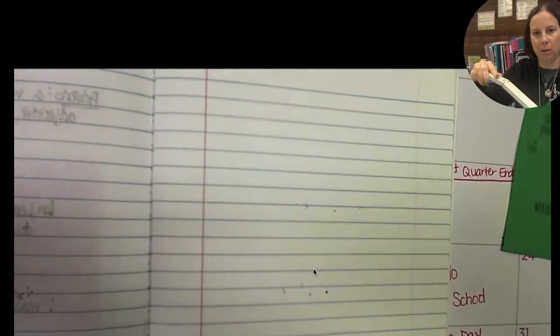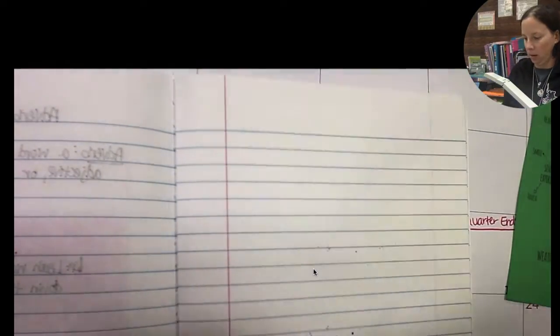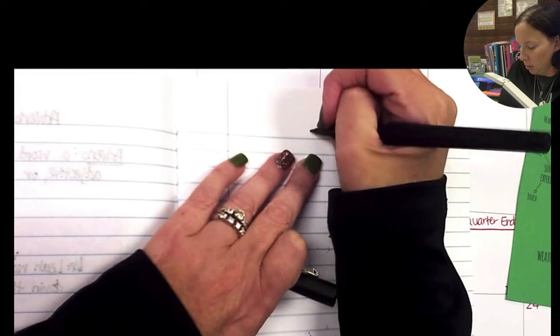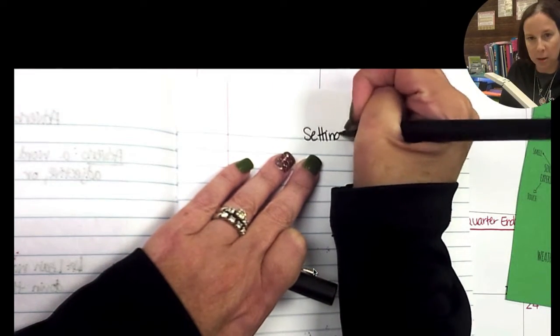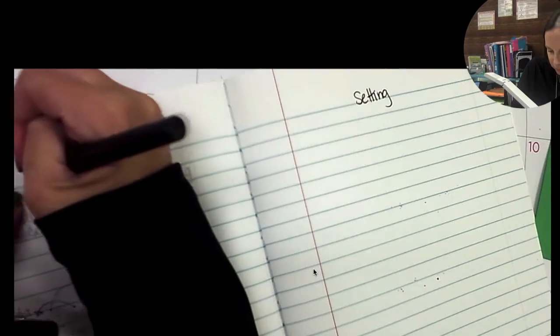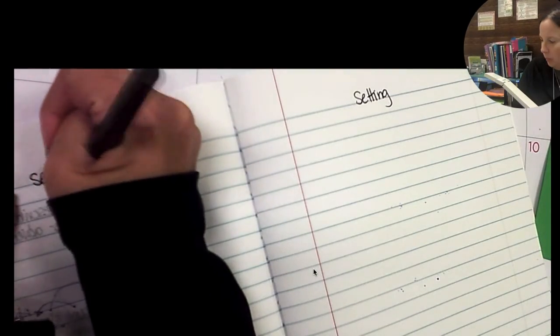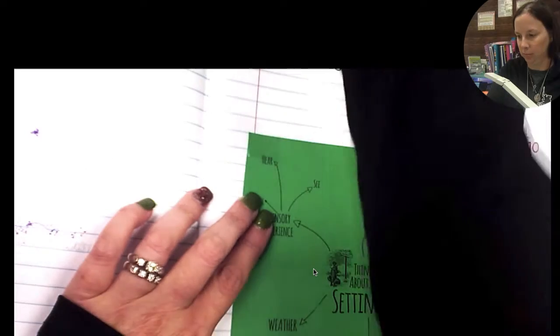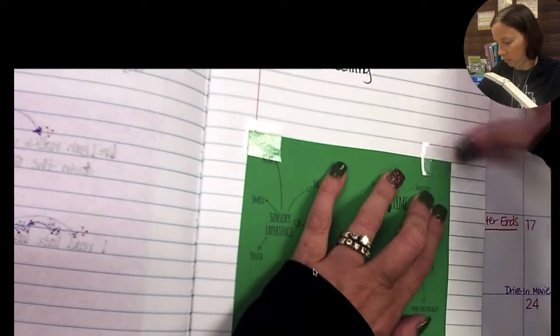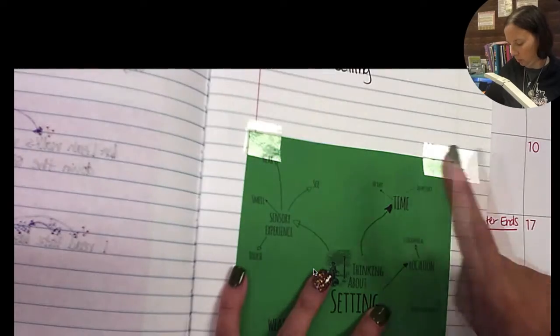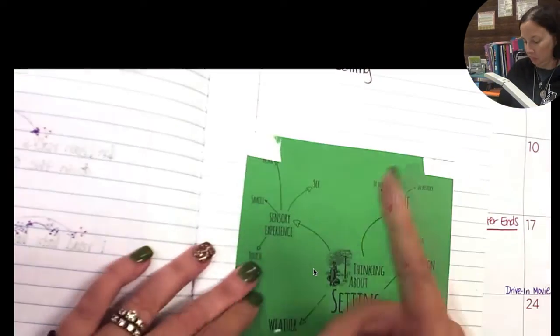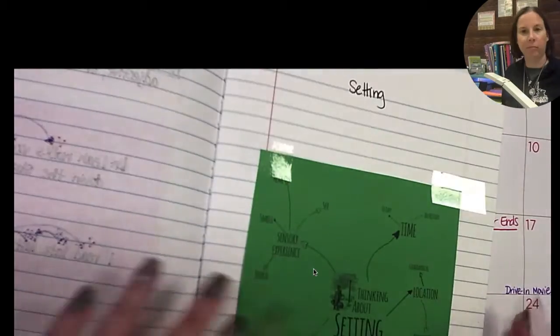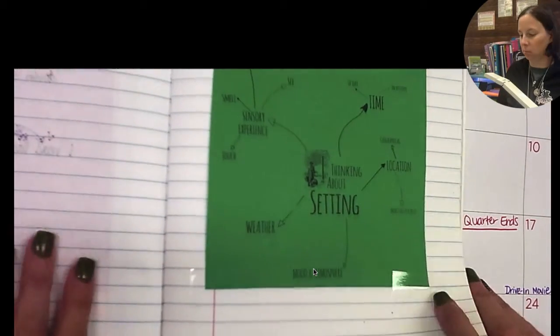Okay, so you guys should already have this set up with the date that you're taking this and the word setting. And you should have some page numbers going. Okay. And then go ahead and just tape this in the middle of the page. Okay, so your page should look like this.